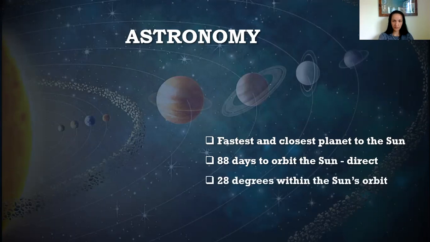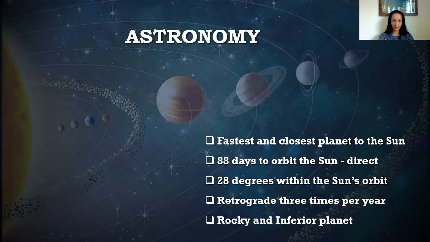Then Mercury is always within 28 degrees of the sun, which means that it can be in conjunction with the sun, or semi-sextile, no other aspects. And Mercury goes retrograde 3 times per year. So Mercury is a rocky planet or a terrestrial planet, together with Venus, Earth, and Mars. And it's made of rocks and metals. And it's also an inferior planet, which means that it's between the Earth and the Sun. So only Mercury and Venus are inferior planets. All the other planets after the Earth are superior planets.